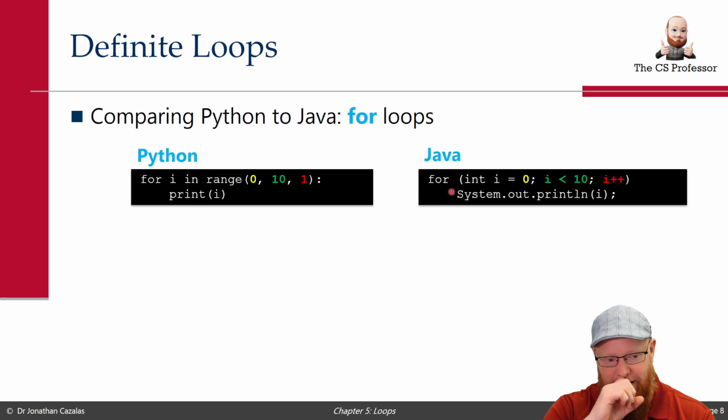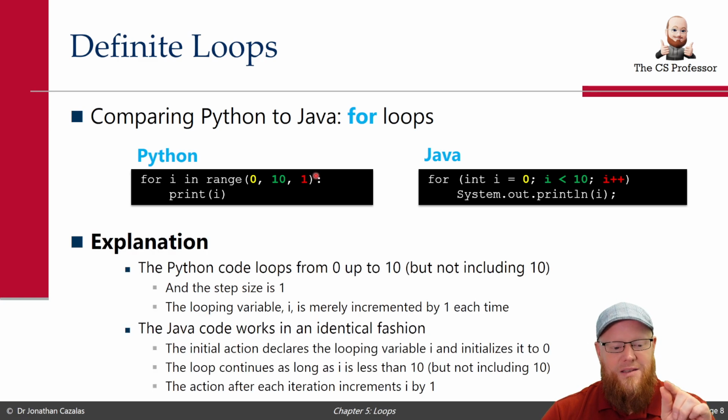And so coming back, let's now look at some examples. Here we have a Python for loop with the 3 parameters. For i in range 0, 10, 1. So we're going to loop from 0 up to 9. And the step size is going to be 1, right? So we're going to loop over 0, 1, 2, 3, 4, 5, 6, 7, 8, 9.